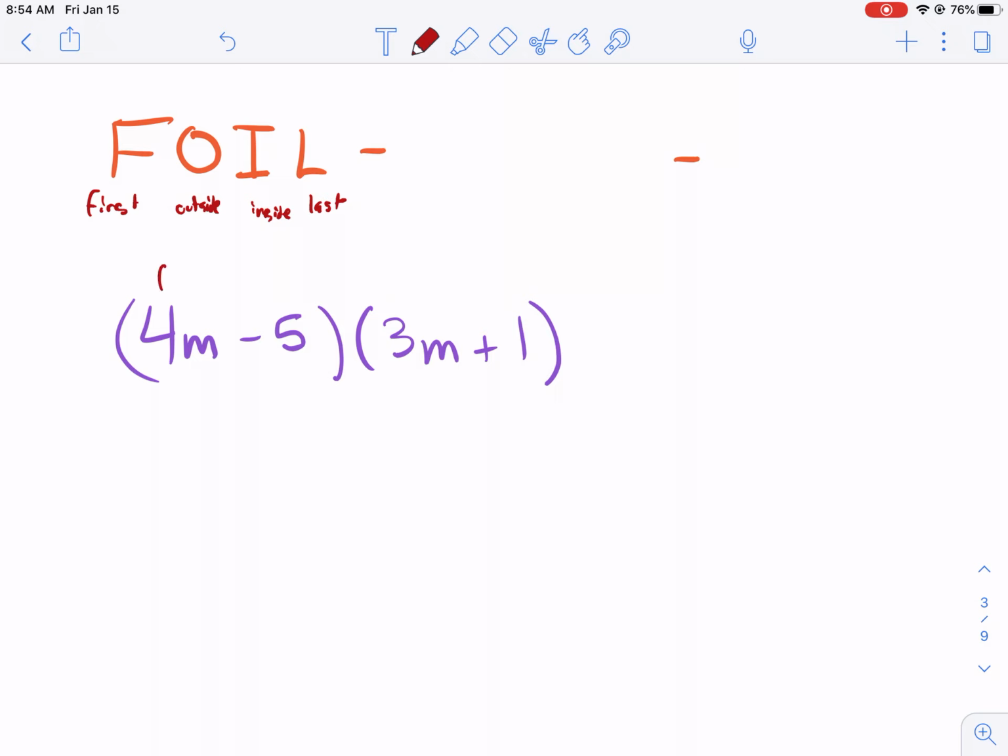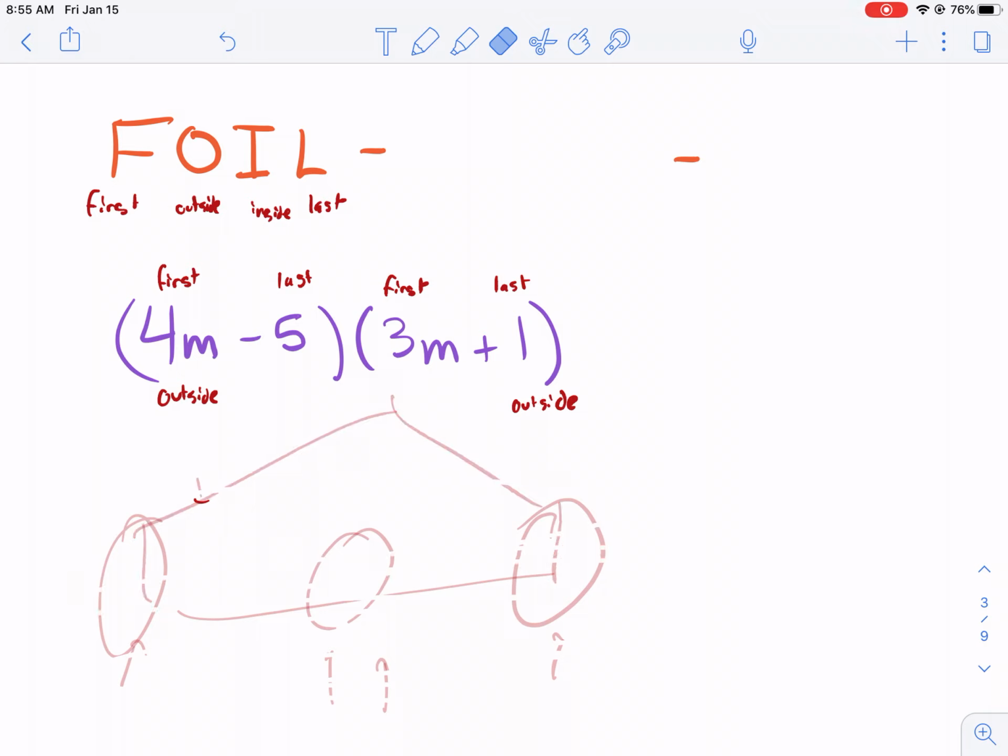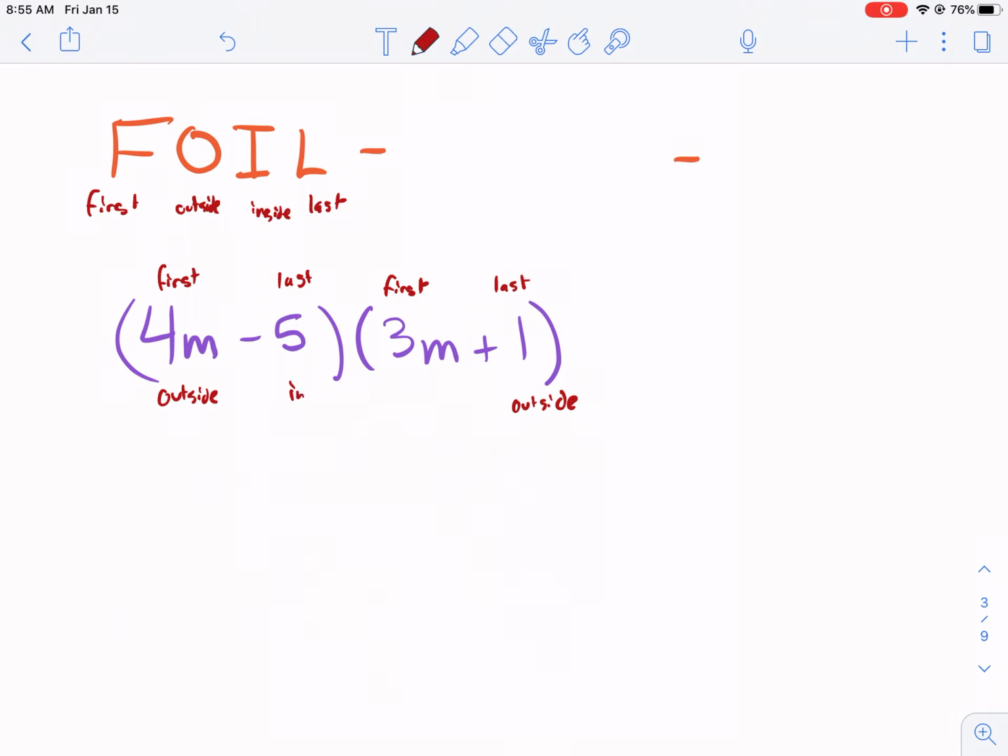Now, this is the first term, the first term in each parentheses. The outside terms are the ones that are on the outside of the parentheses. If you're looking at this like a house, the outsides would be here. The first terms in each parenthesis, the last term in each parenthesis, and then the inside terms, the ones that are on the inside of the house. That was a really kind of crappy drawing, but I hope you get it. Inside, outside, and then first and last in the parenthesis. Okay, what a beautiful drawing. Pause it, but this thing is getting erased. Sorry. And then we have the inside.